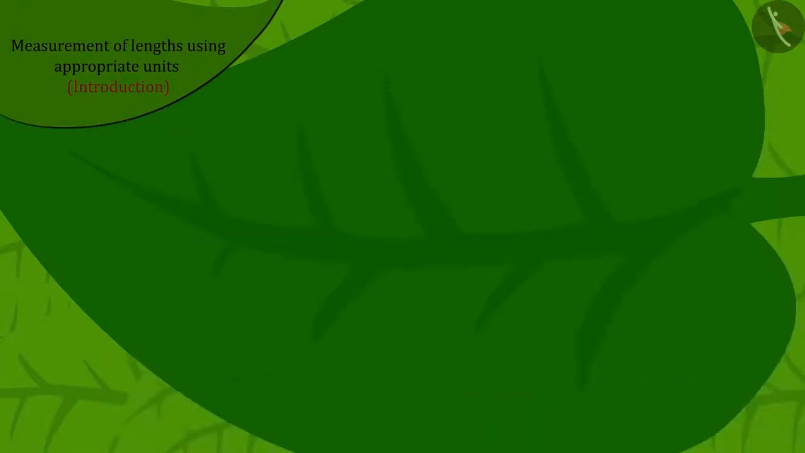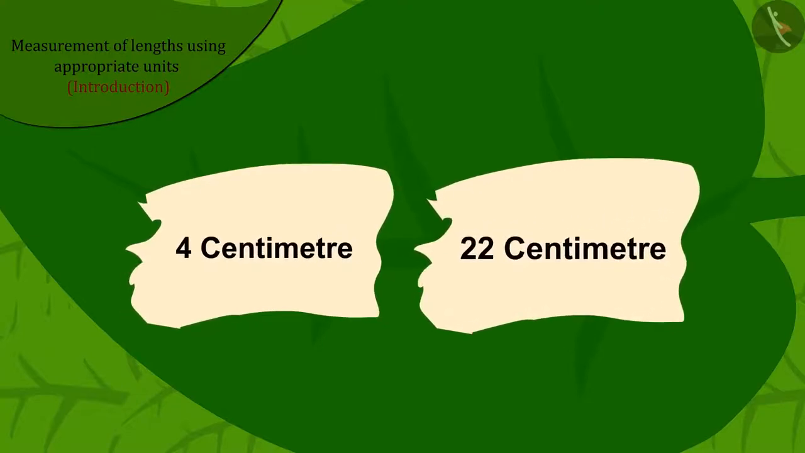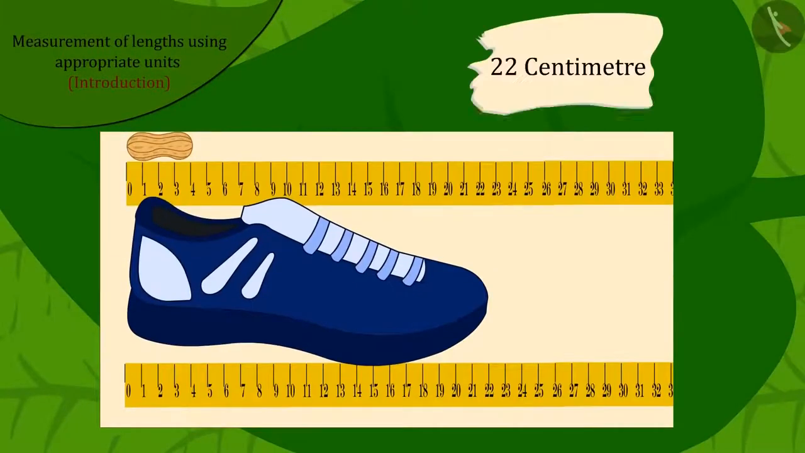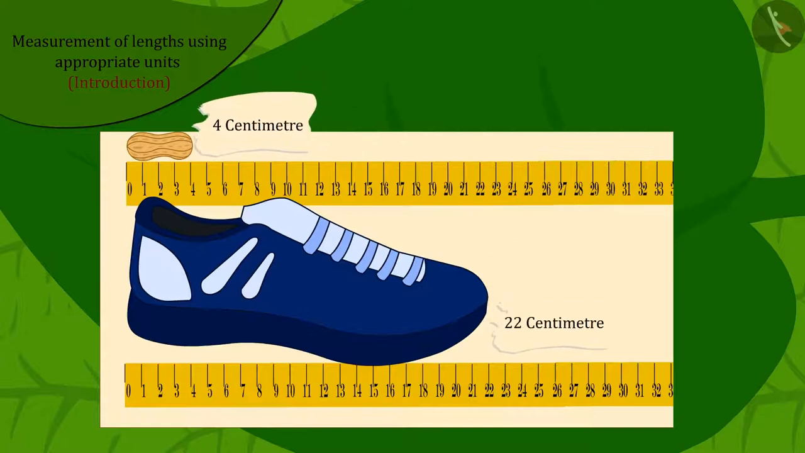Now Chanda found these 2 pieces of paper on which 4 centimeter and 22 centimeter were written. Now, can you match the length of the remaining 2 objects with their correct lengths? You can find the answer by pausing the video. Well done, kids! You have found the answers to them. Because the length of the peanut is much smaller than that of the shoe, length of peanut will be 4 centimeters and shoe length will be 22 centimeter.